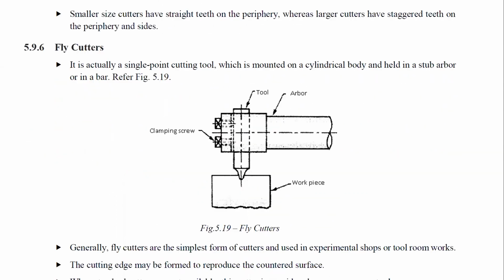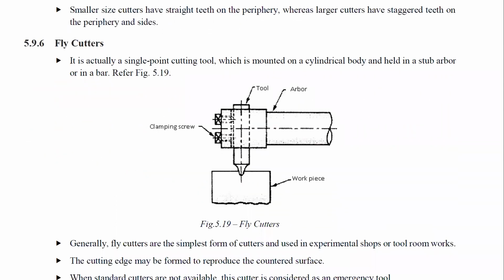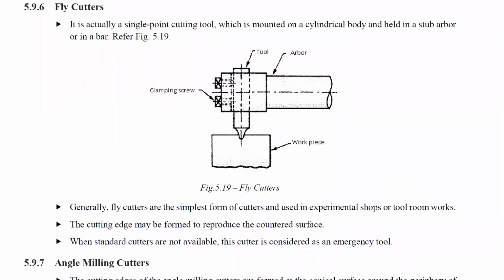Next one is fly cutters. It is actually a single point cutting tool which is mounted on a cylindrical body held in a stub arbor or in a bar. As you can see in the figure, there is one arbor and tool and clamping screws, workpiece, and the figure completely shows the fly cutter.